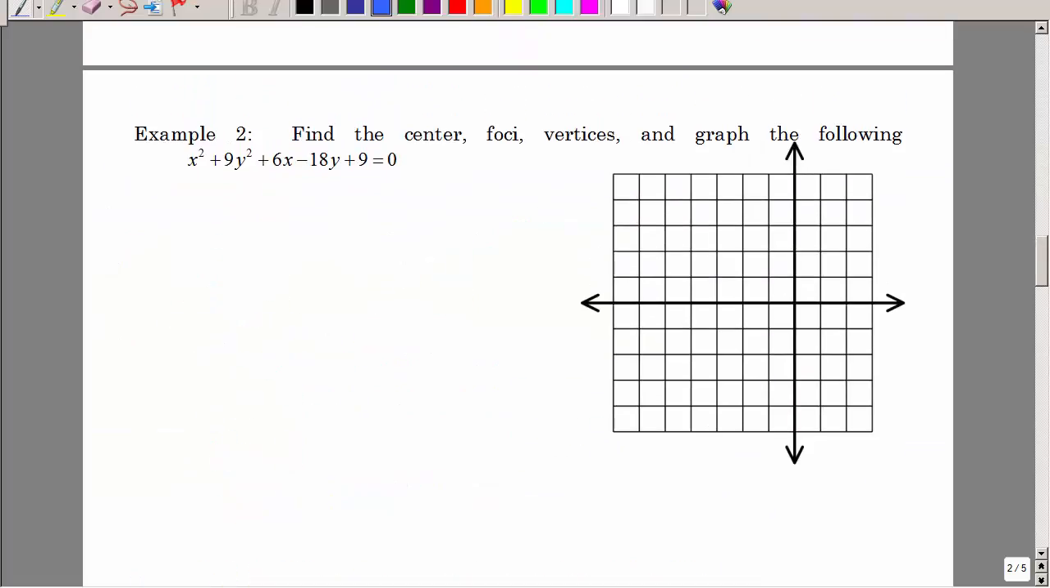Let's look at the second example. Oh wow, this doesn't look anything like number 1 because this is not in standard form. So we need, once again, just like we did on the parabolas, we need to complete the square. So let's get our x's together. Let's get our y's together and move everything else to the other side.